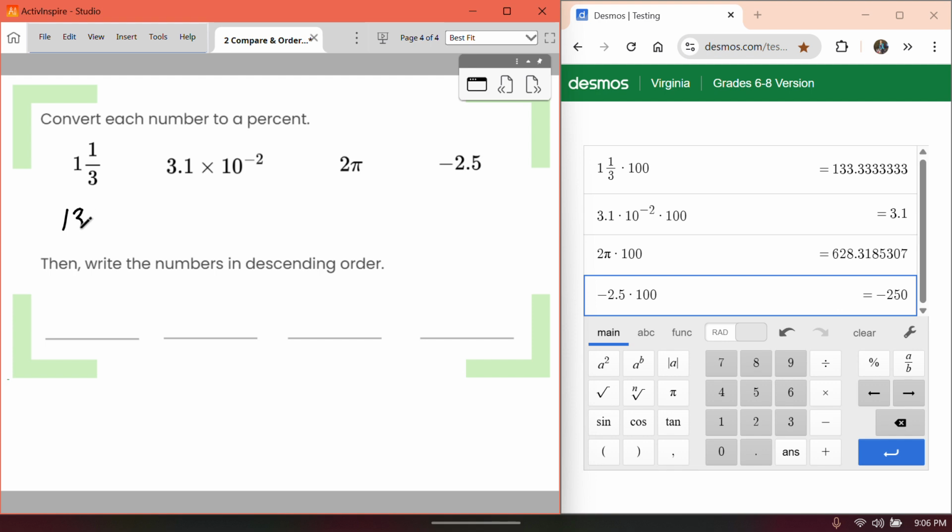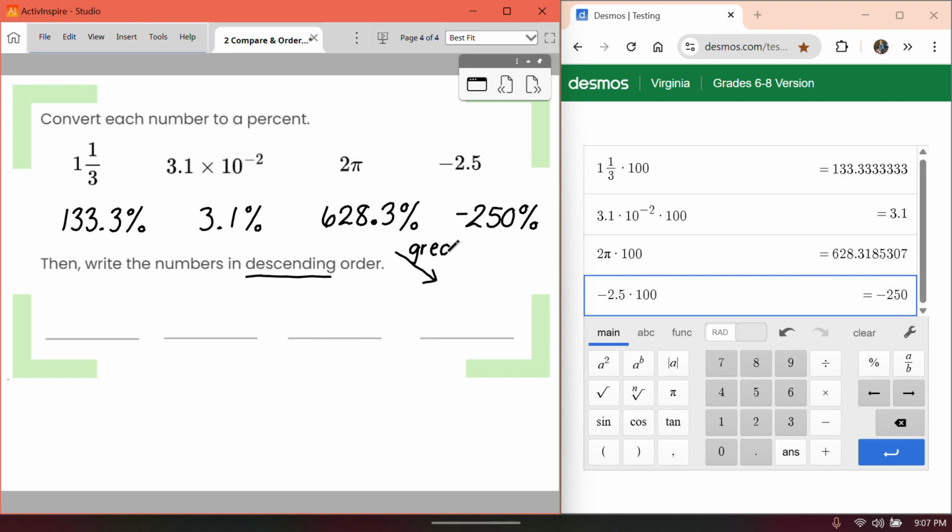I've got 133.3%, 3.1%, 628.3%, and negative 250%. And this time my question says, write the numbers in descending order, which means I am going down, starting with my greatest and going down to the number with the least value.